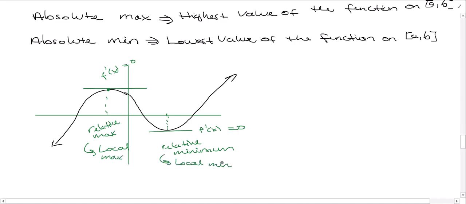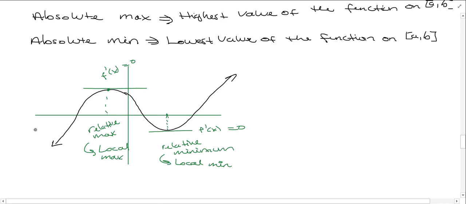What the terminology refers to is that at around a point, for a local min, around this critical number, you will be going from decreasing to increasing, right around that value. And for a local max, right around that critical number, you'll be going from increasing to decreasing.